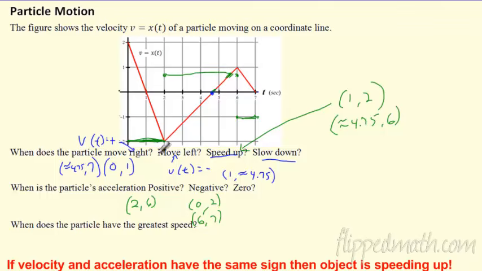Here, my velocity is negative, but my acceleration is positive, so it's slowing down. But then check it out. From this point on, I have a positive velocity and a positive acceleration. That's where it was picking up speed. And they're opposite here. That's where it's slowing down. So this is a great little trick. If velocity and acceleration have the same sign, it's speeding up. Or you can look at the graph.